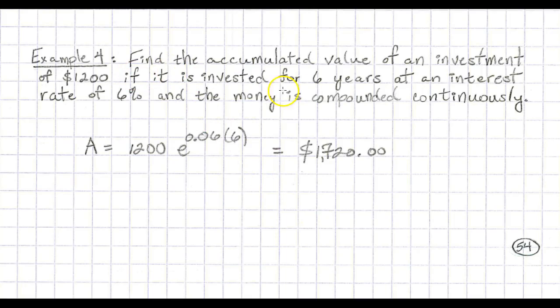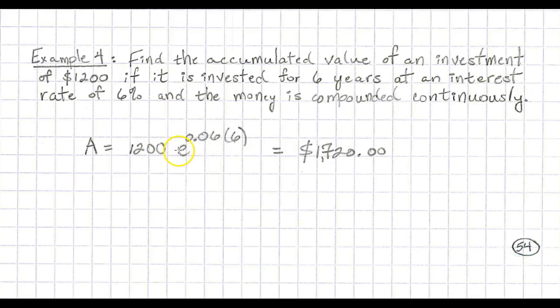In this fourth example, we want to find the accumulated value of an investment of $1,200 if it is invested for 6 years at an interest rate of 6% and the money is compounding continuously. So once it becomes compounded continuously, we just need to know the principal, the interest rate, and the number of years, because it's P e to the rt.